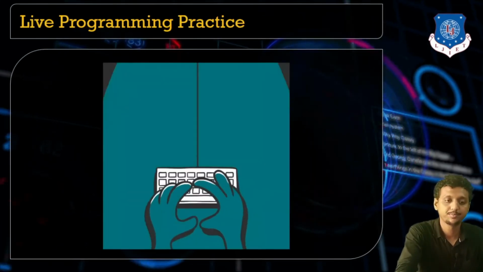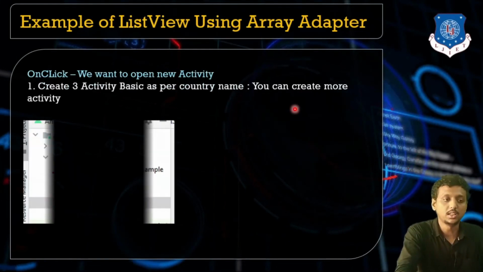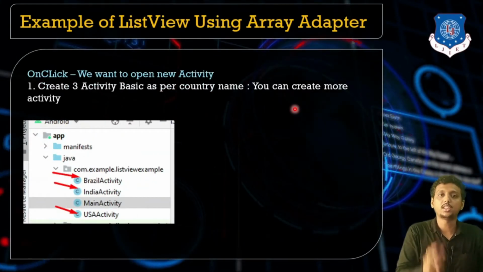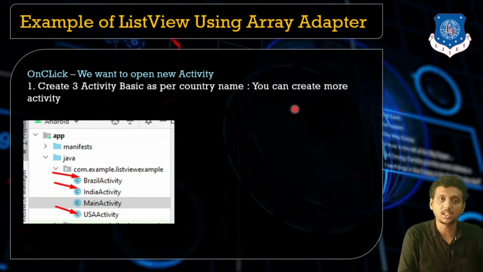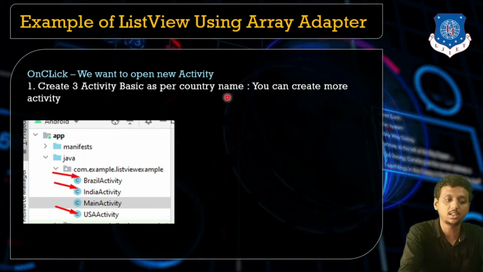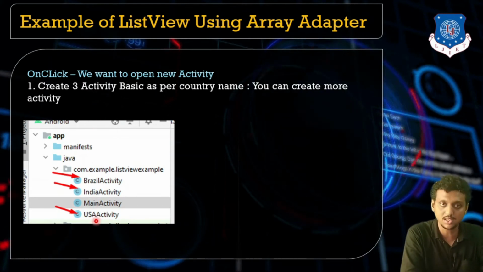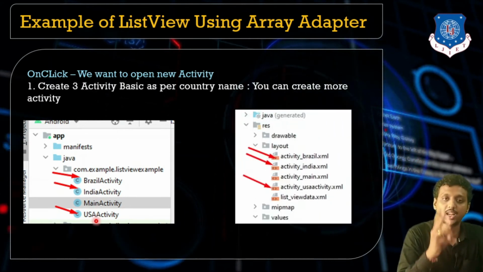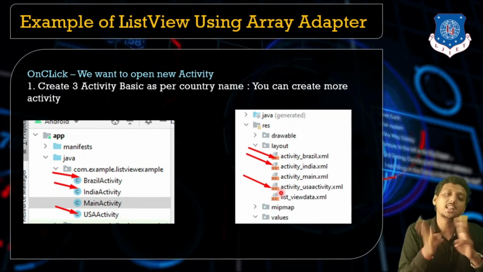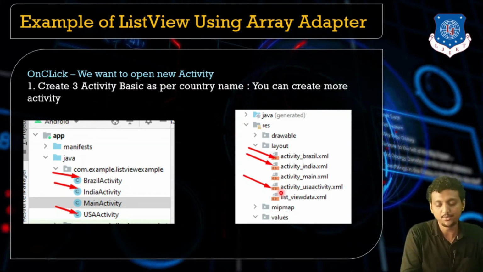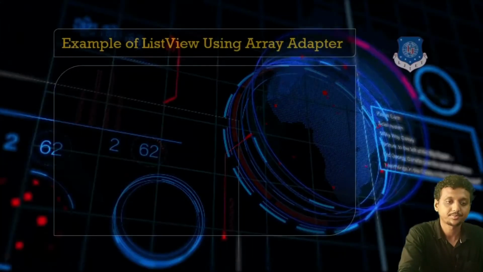Let me show you. So students, for this, what I need to do is create 3 different activities. Here, instead of taking an activity for each and every list item, I'm going to take an activity for only 3 countries, that is Brazil, India, and USA. So I'm going to make 3 different activities. That's why here we have 3 different layout files and 3 different Java files for them. Fine. Now what next?